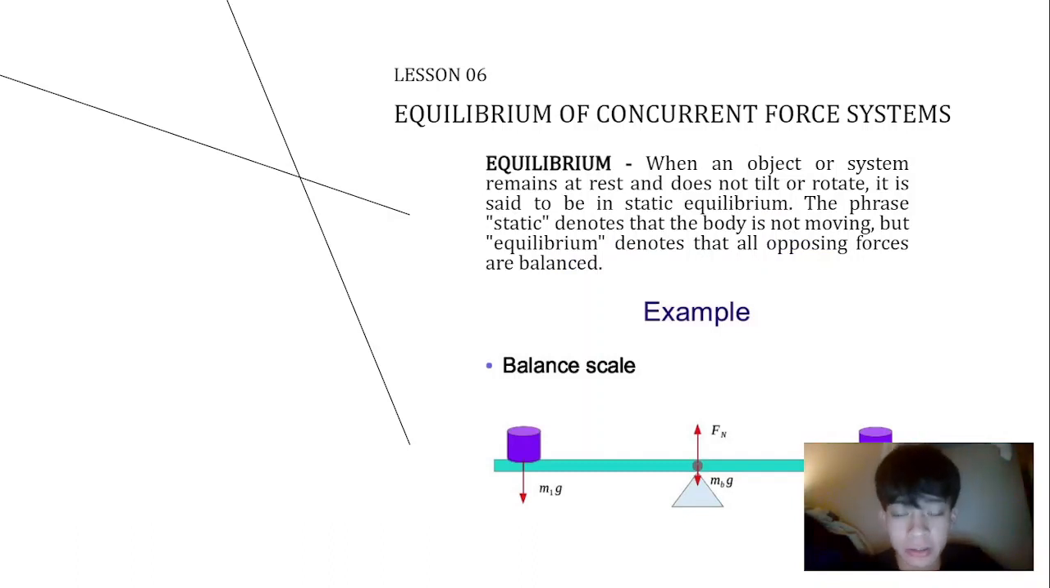Hello, so good day. This is lesson 6, Equilibrium of Concurrent Force Systems. Equilibrium: when an object or system remains at rest and does not tilt or rotate, it is said to be in static equilibrium. The phrase static denotes that the body is not moving, but equilibrium denotes that all opposing forces are balanced. So for example, this illustration is balanced. Since there is a weight here, and a weight here, and a support in the middle, it becomes balanced.